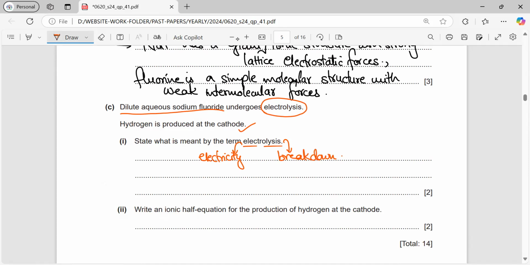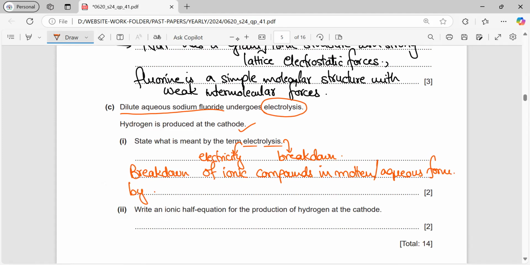So, what will be the complete definition of electrolysis? Electrolysis is the breakdown of ionic compounds in molten or aqueous form by passing electricity.